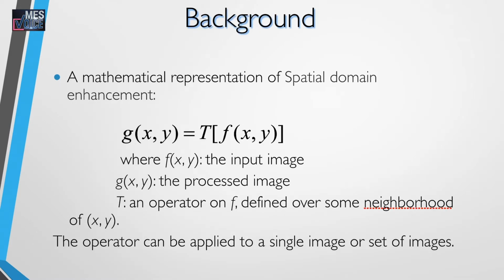Now we can go on to the background of spatial domain enhancement. The mathematical representation of spatial domain enhancement is g(x,y) = T[f(x,y)], where f(x,y) is the input image, g(x,y) is the processed image, and T is an operator on f defined over some neighborhood of (x,y). The operator can be applied to a single image or a set of images.